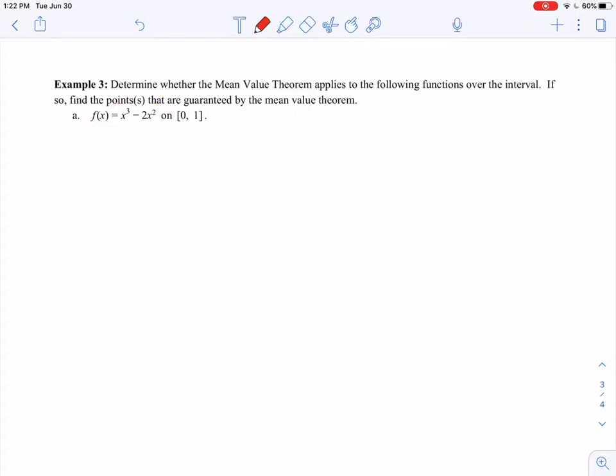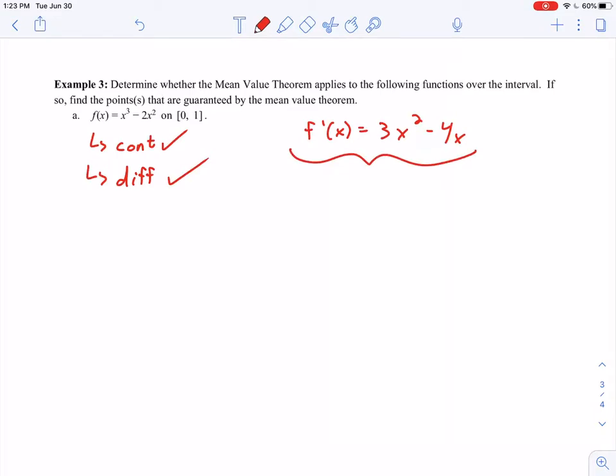So I'm going to look at this and say, you know what? This is a polynomial. I know it's continuous. Polynomials are continuous everywhere. That's not going to be a problem. And is it differentiable? Well, yes, because the derivative of a polynomial is a polynomial. If you need to, go find the derivative for yourself just to convince yourself. So the derivative would be 3x squared minus 4x. This is also a polynomial, which means it exists everywhere, which means it's differentiable everywhere. So yes, the mean value theorem applies here.